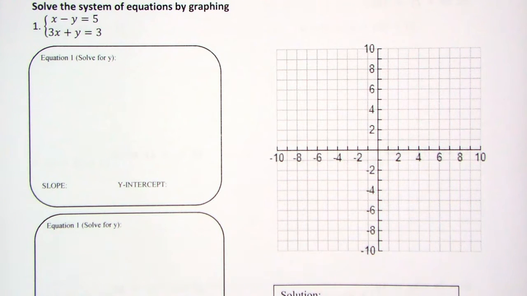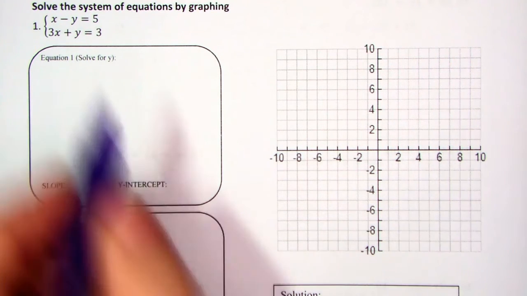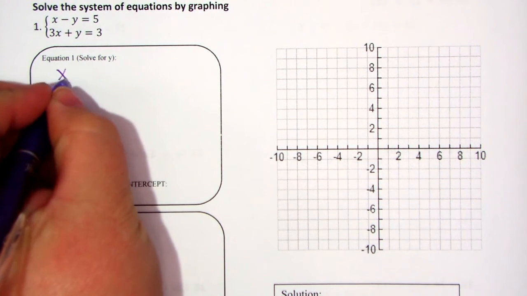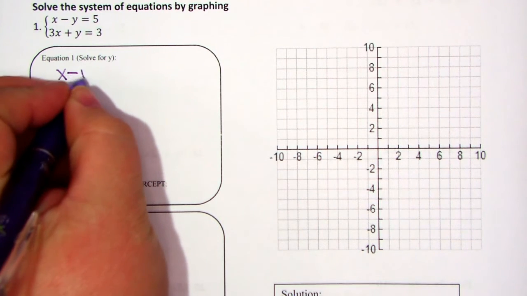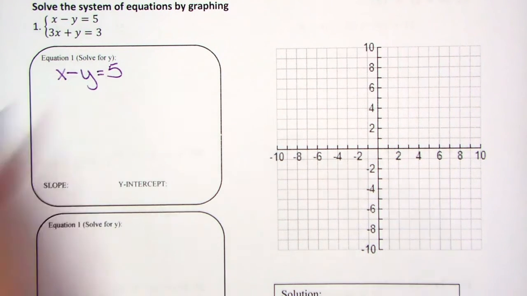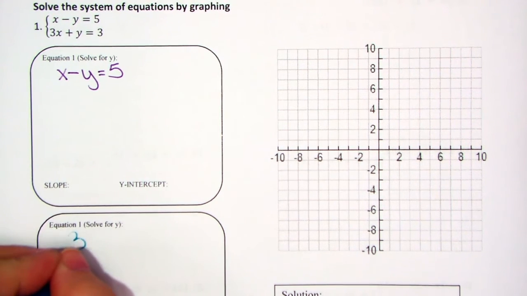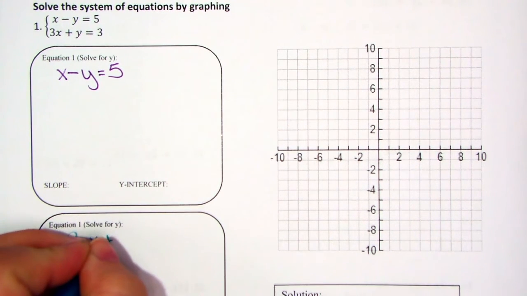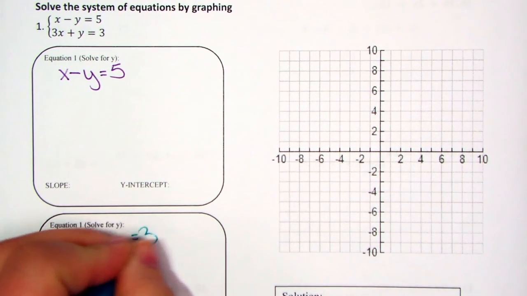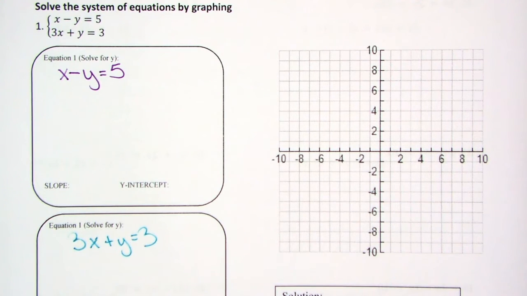So I'm going to go ahead and label each of these equations, one in each box. I'll use purple for the first equation: x minus y equals 5. And then blue for the second equation: 3x plus y equals 3. And before I can graph, I have to be able to get y by itself.